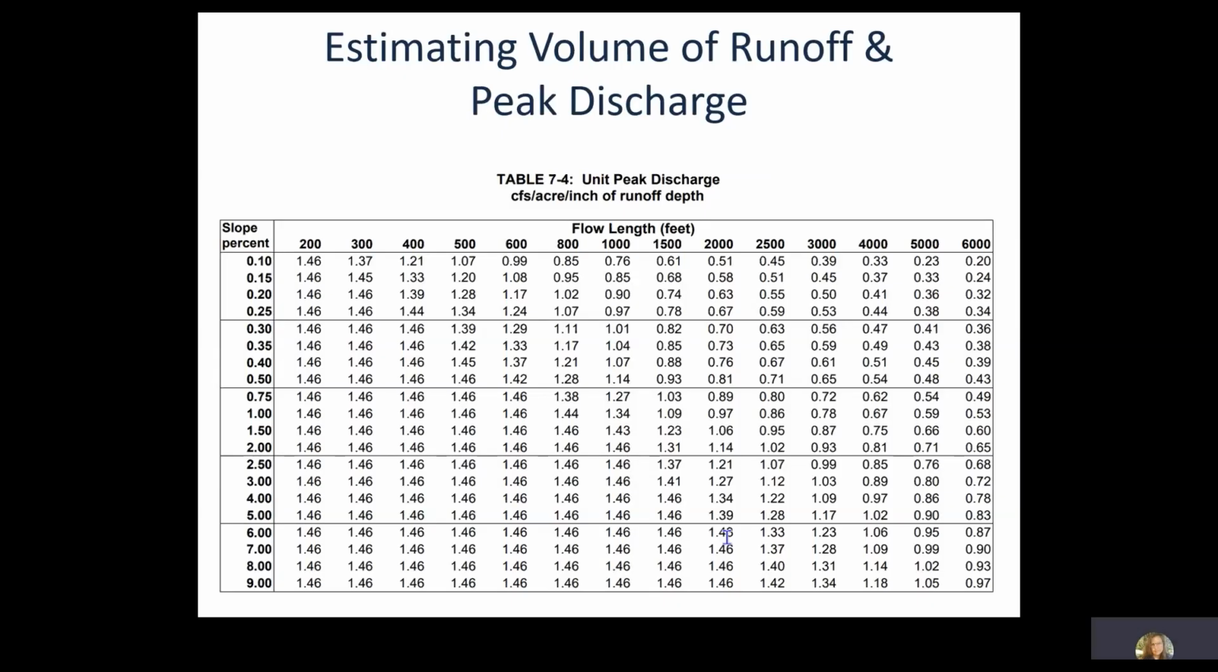Please note that the values in Table 7-4 are a function of the time it takes for runoff to travel through the watershed. This travel time becomes shorter as the flow length decreases and the slope increases. The shortest travel time for which the runoff is computed is 6 minutes, corresponding to a flow of 1.46 CFS per acre per inch of runoff. For combinations of flow length and slope that produce a travel time shorter than 6 minutes, a constant flow of 1.46 CFS per acre per inch of runoff should be used.